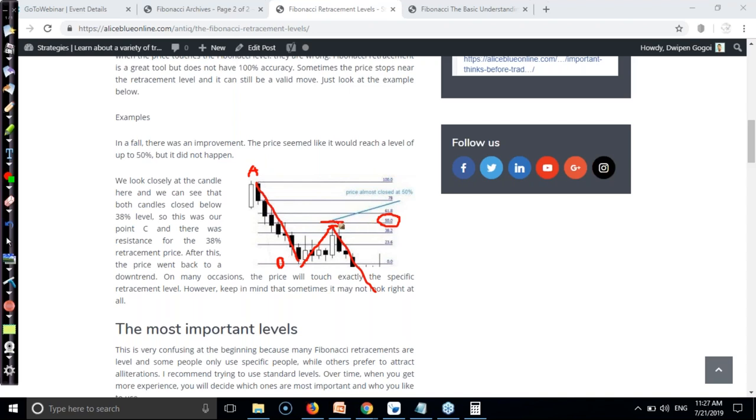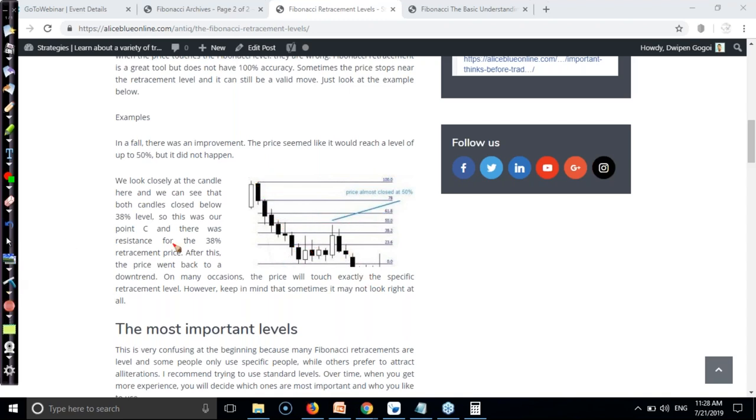Now the question is, is it important to touch this level or not? The answer is no. We do not need to hit this level. Remember.